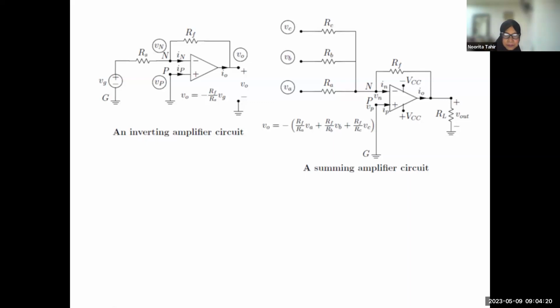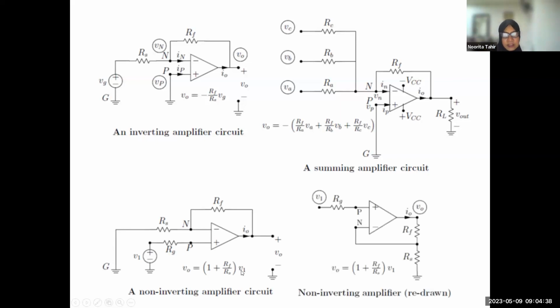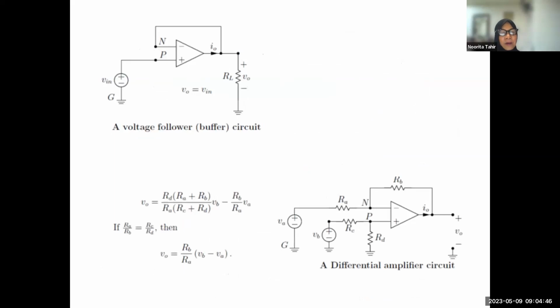Okay, this is a non-inverting amplifier. How do we know? Because the input voltage is connected to the positive terminal. This is the equation for the inverting input. This is the equation for a non-inverting input, and this is another way of drawing the non-inverting amplifier. Okay, a little bit more before we go for our pop quiz.